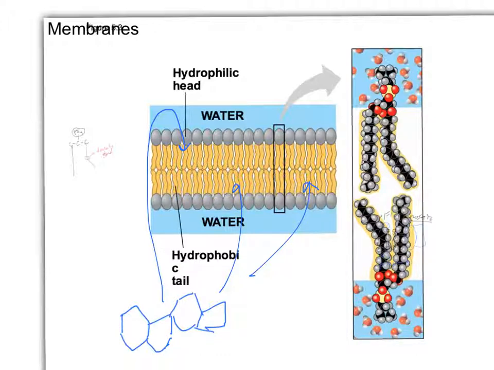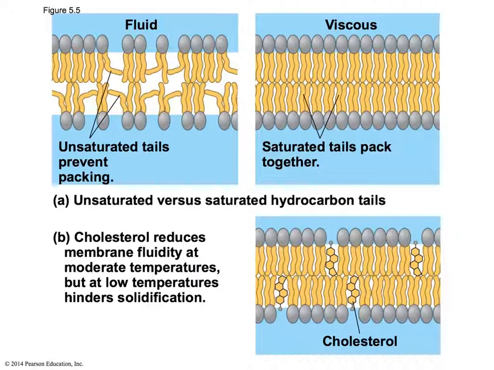Right? Because as the membrane becomes too packed together, it becomes rigid and can be broken. Okay? Here's what you look at in terms of your unsaturated tails prevent your packing. Right? They leave open space. Saturated tails pack tightly together. Right? And then cholesterol embeds itself into the membrane to prevent that from occurring. This helps to maintain fluidity. Okay?